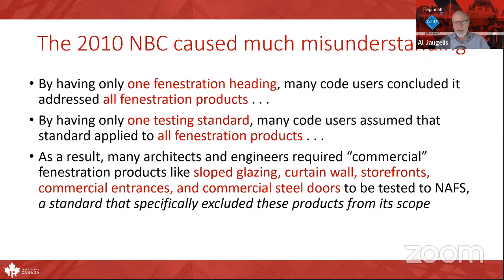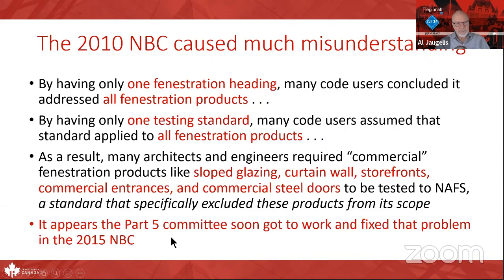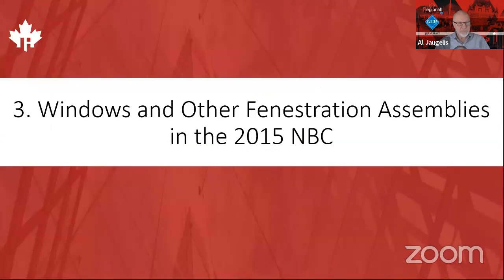I know that in my part of the country, that has caused no end of problems with project specifications and arguments over how to properly qualify these products, because we'd routinely be getting specs for all of these products saying performance class AW, performance grade, where's your NAFS test report? And of course, those reports did not exist. It appears that the Part 5 committee soon got the message and got to work because they fixed that problem in time for the 2015 code.